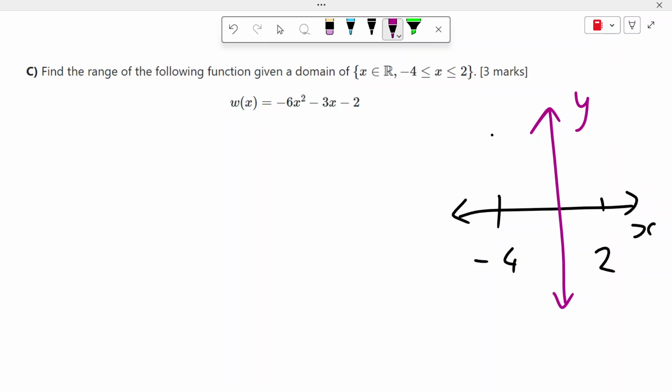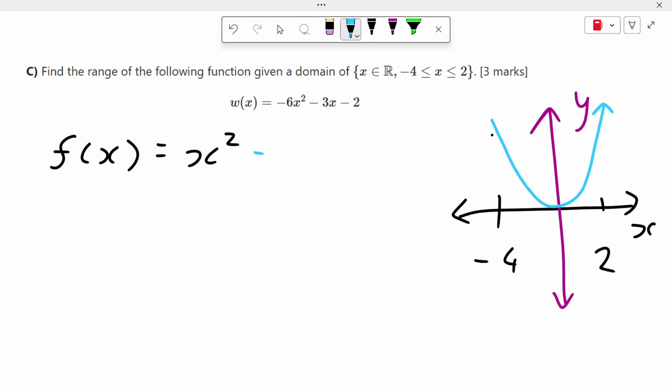Okay, so we don't know what this thing looks like, but what we do know is that it's going to have to cross these points, so -4 and 2. So if you find the points wherever they may be, then you kind of get a sense for it. Also, if we have another function, that's the basic one of our quadratic, and that's just equal to x squared, right? I'll say that's blue. That will do something like this.